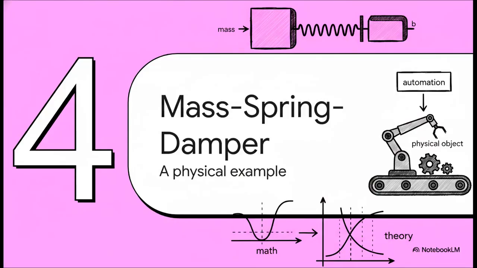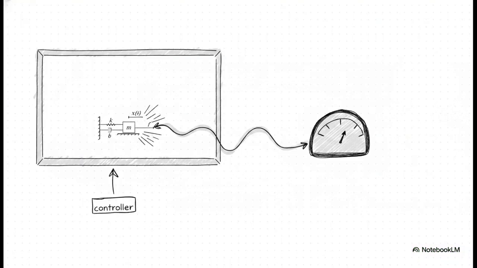All right, Section 4, the mass spring damper. This is the core of our explainer today. It is time to take all this abstract theory and finally put it to the test on a physical object. Okay, I want you to vividly imagine physically pushing a heavy block across a table. This is the classic mass spring damper problem.